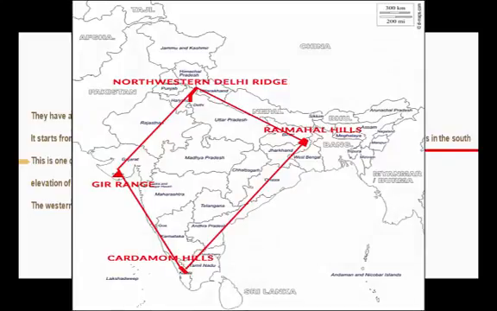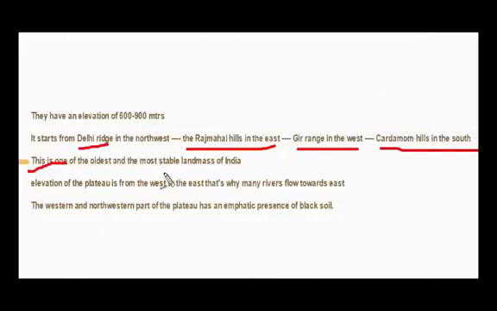I'll just show you all of this point on a map. Here it is. The Peninsula Plateau is the oldest and the most stable landmass of India. Elevation of the plateau is from the west to east. That's why many rivers flow towards east. So we know that this is the Western Ghats and this is the Eastern Ghats. So this side of the plateau is higher in elevation than this side. That's why most of the rivers flow this side into Bay of Bengal.